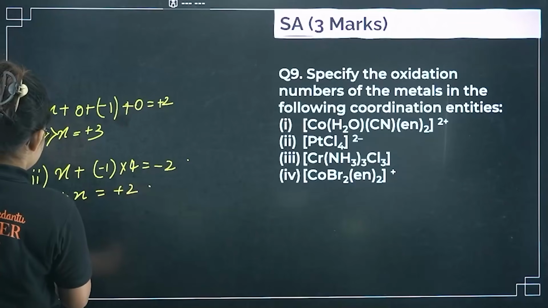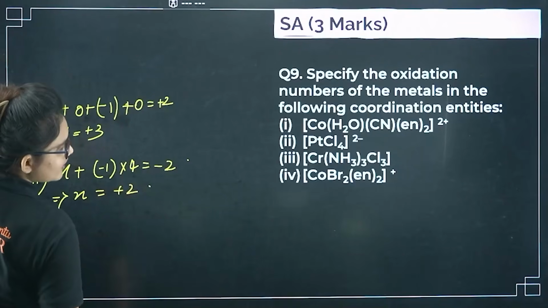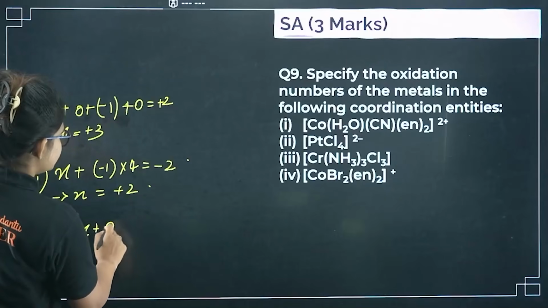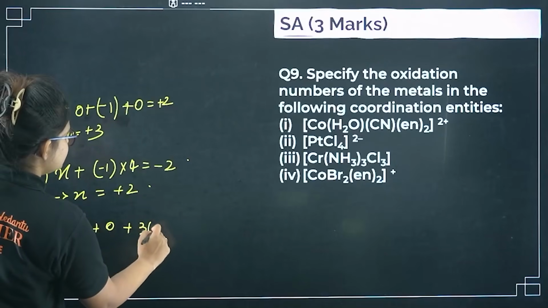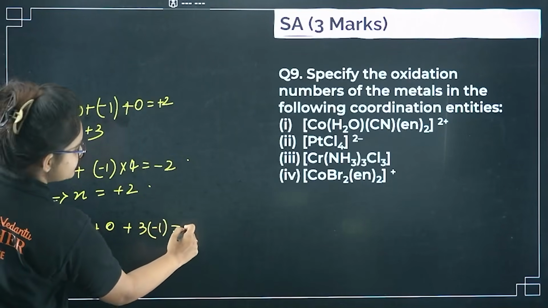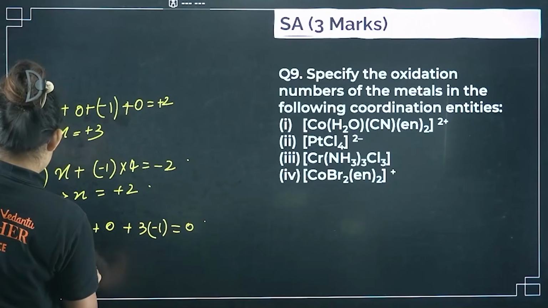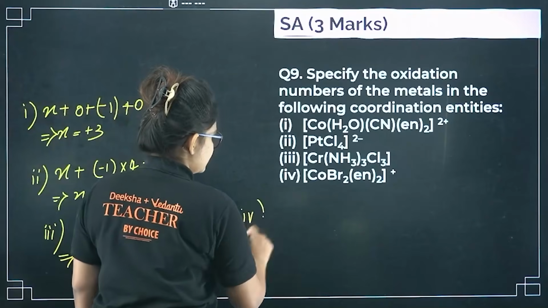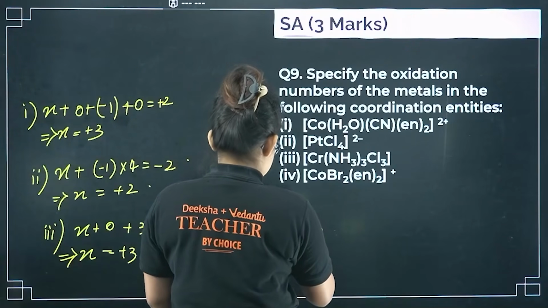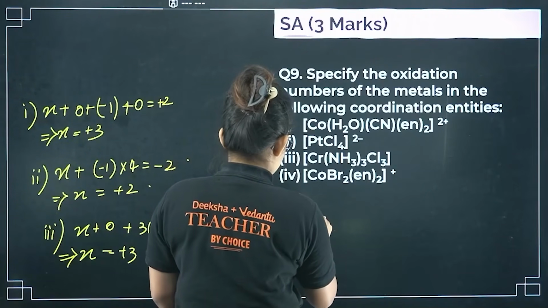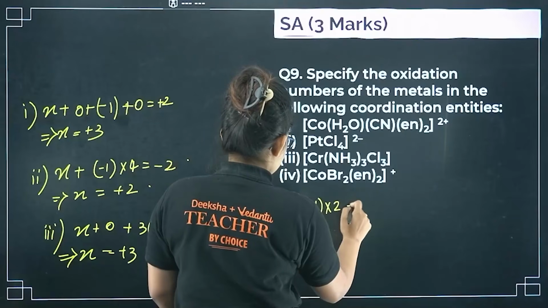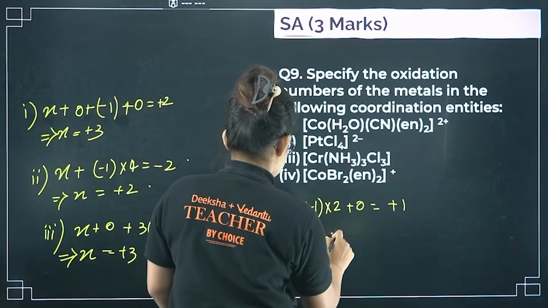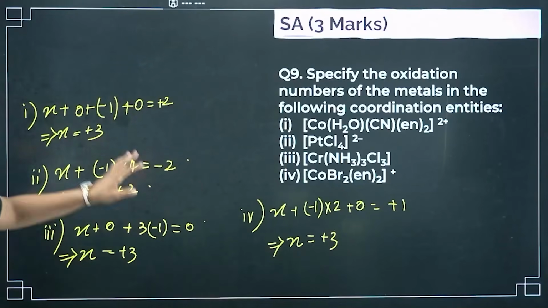Right. Next, number 3. X for chromium, ammonia it's going to be 0, plus 3 into -1 for chlorine equals 0, right? So X is going to be +3. Next, 4, for cobalt, let's take X, plus for bromine -1 into 2, ethylenediamine 0, equals +1. So X is going to be +3. That's it. Okay, I guess it's clear to you.